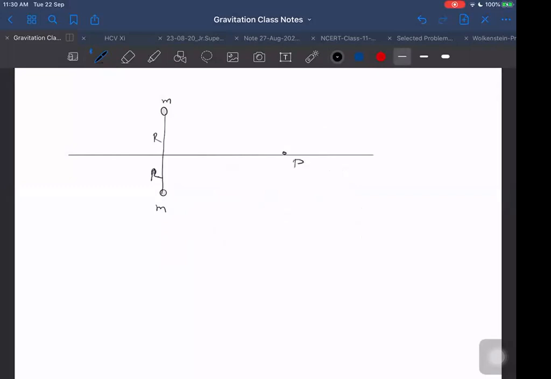And at this point, you want to find out the field. What is the field here at this point where it is making an angle theta? Can you find the field here? GM by r square, small r. GM by r square cos theta will come. 2GM by r square cos theta. Yes, sir.